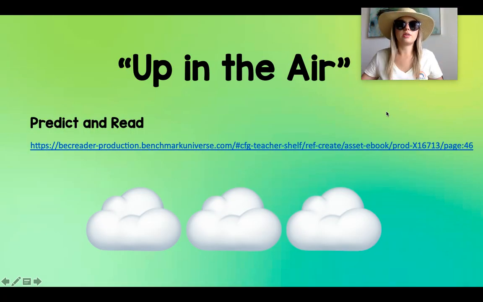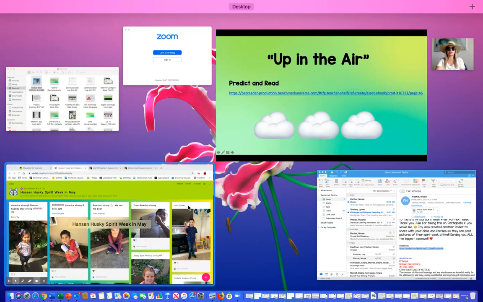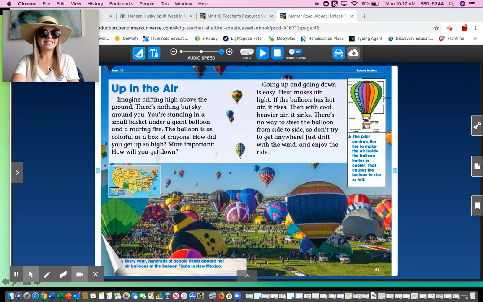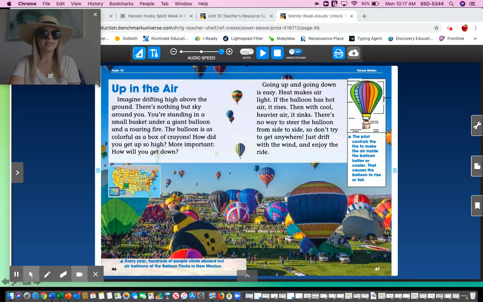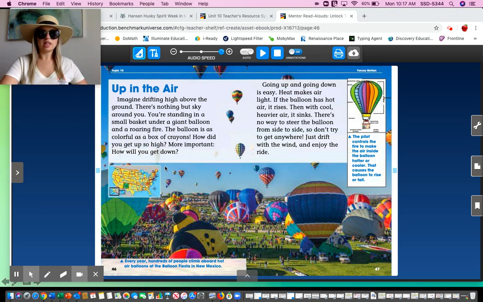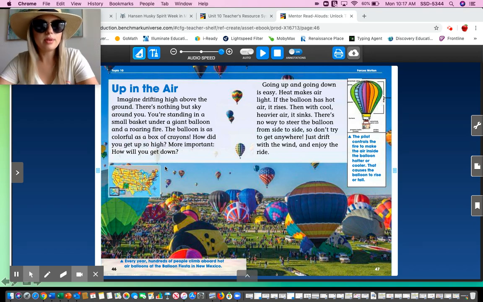Okay, we're going to get started with our reading. Our reading is called Up in the Air. And I'm not even going to try to click the link because sometimes it doesn't work. So I have it ready. All right. Go ahead and take a minute to look at the pictures. There's a lot going on. Tell me what you see in the illustration. Let's predict what we think the story is going to be about.